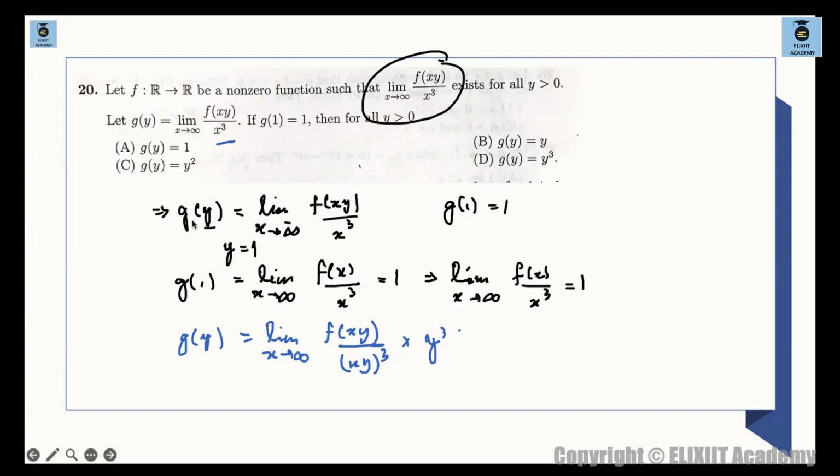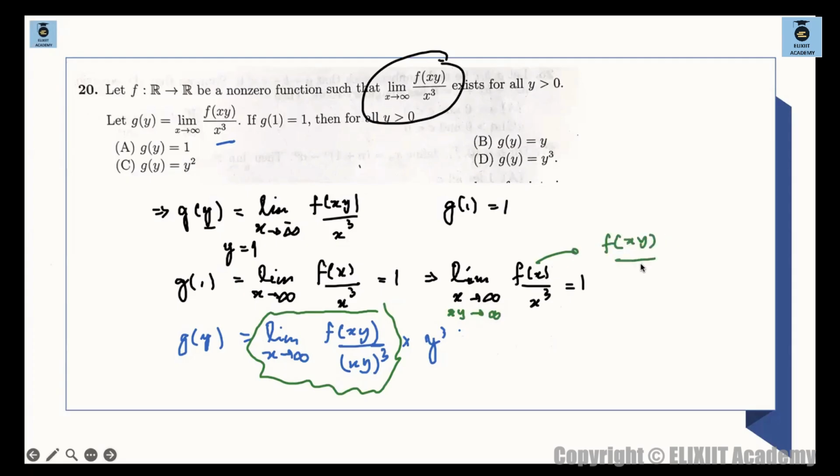Now see over here, why have we done this? Look at this format over here. Can you now see the format? Look at this limit format. Can you now see that as x tends to infinity, xy will also tend to infinity? So even if you replace x by xy, this will not matter.